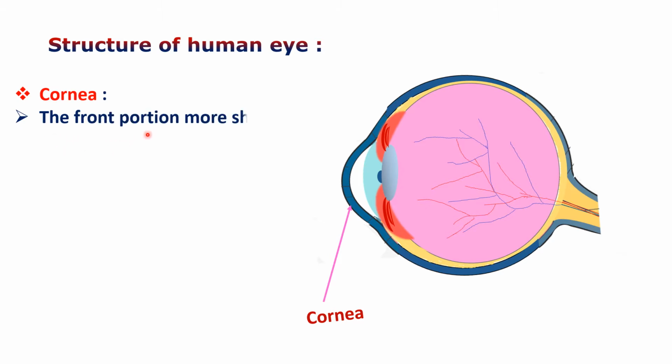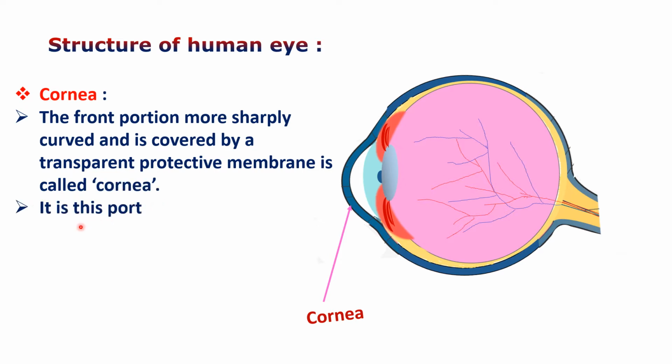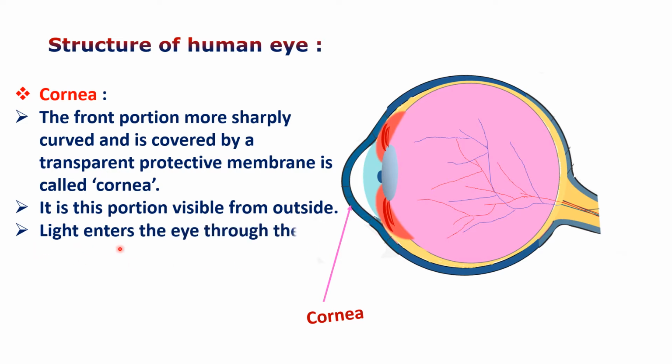The front portion is more sharply curved and is covered by a transparent protective membrane called cornea. It is this portion visible from outside. This is cornea, and light enters the eye through the cornea. Light enters into the eye through this portion.